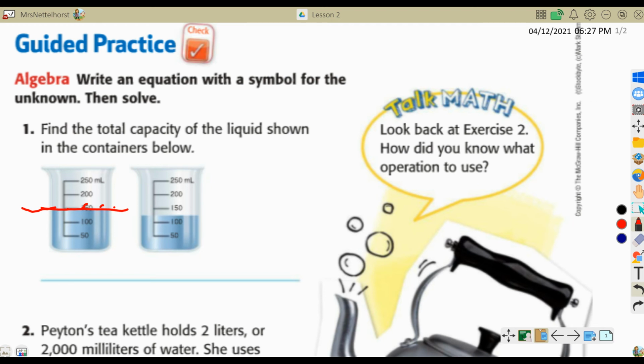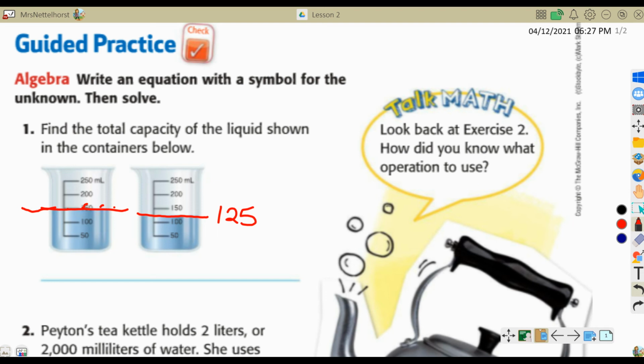So right there, the water is right on the line. But here, it's halfway in between two lines. So halfway in between 100 and 150 is 125. Okay, because between 0 and 50 is 25. So halfway in between 100 and 150 is 125. So I'll give you that hint.